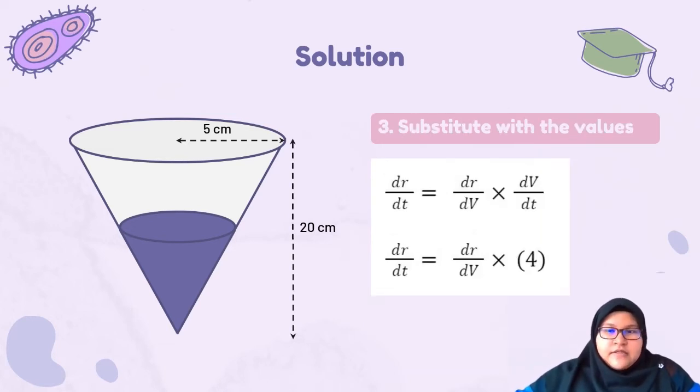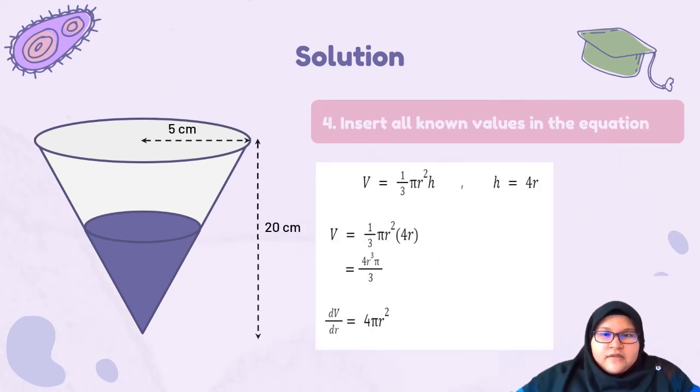The third step is we have to substitute with the values. To find the value of dr over dt, we have to use the chain rule, which is dr over dV multiplied by dV over dt. And in the previous step, we found the dV over dt value. So we just substitute the dV over dt value into the equation of dr over dt.